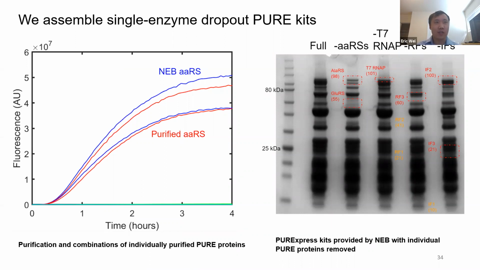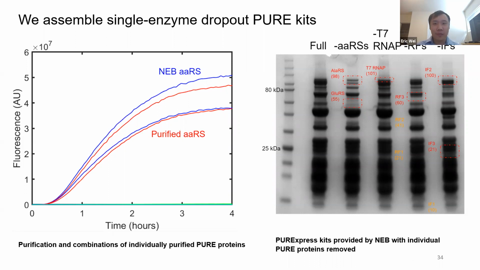first we basically had to individually purify. When you buy NEB PURExpress, it comes with all of the components mixed together. So if you want to get a PURE system without a single component, then you have to individually purify them. For example, these are 20 different synthetases that I individually purified, and luckily we were able to show that when we put them together, compared to the purified synthetases that we received from NEB, we were able to get almost full expression recovery using the synthetases we had purified.